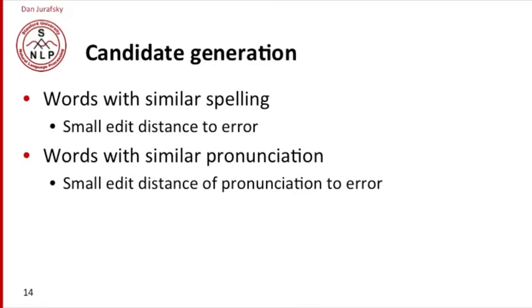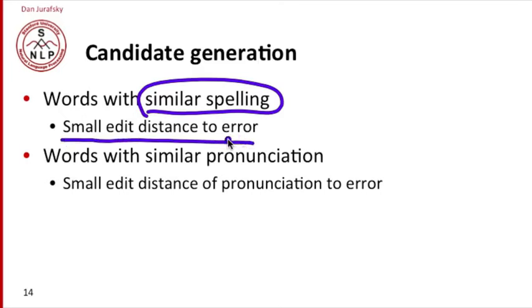First, we're going to start with generating candidates. What are the possible candidate words to replace this word? And we can think of at least a couple of obvious ways to do this. One is we're going to pick words that have similar spelling. So words that have similar spelling might naturally be mistaken for the correct word. And we're going to operationalize similar spelling as having a small edit distance to the error.